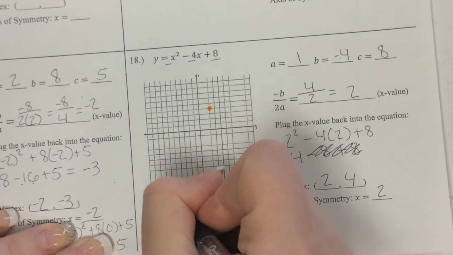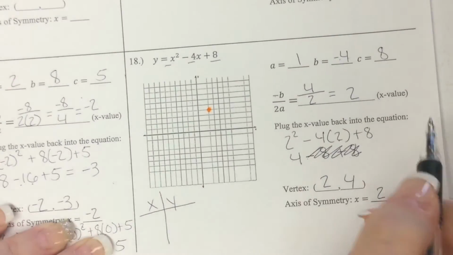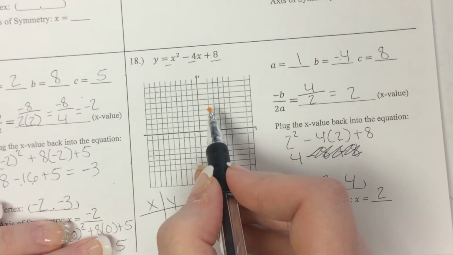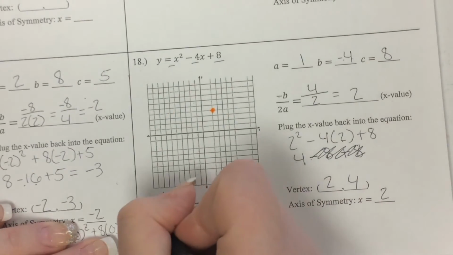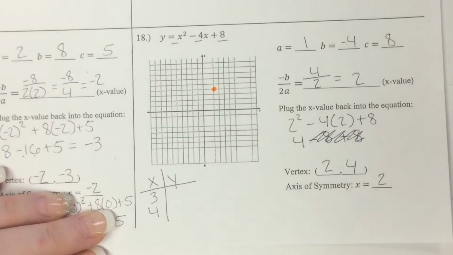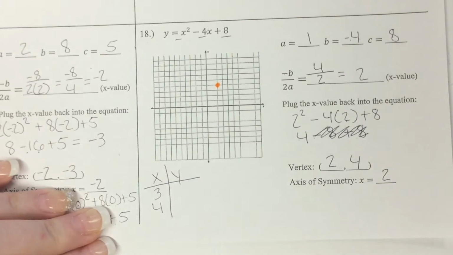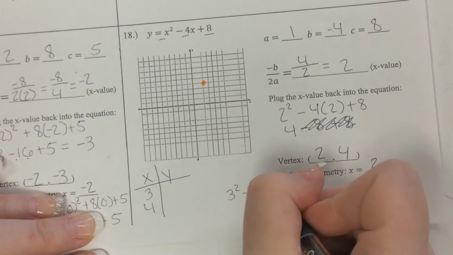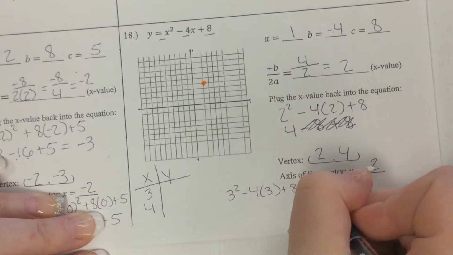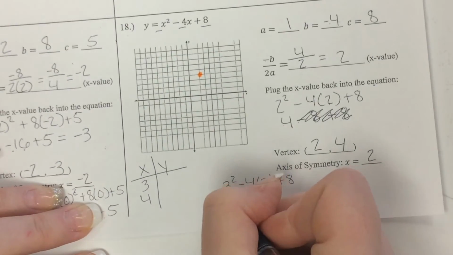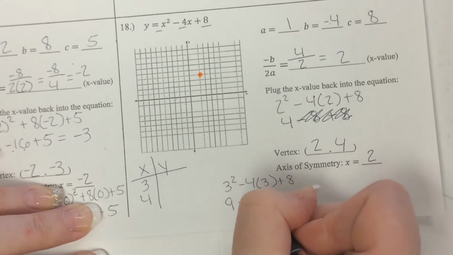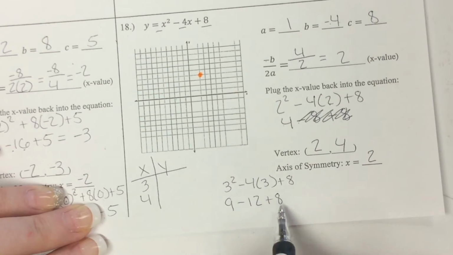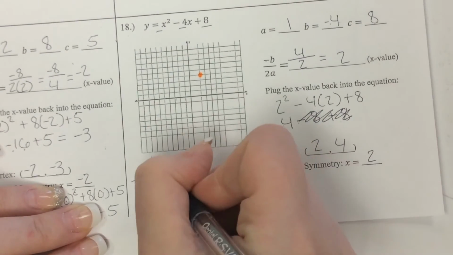We need an x and y table. Let's see, I need 2 numbers that are to the right of this point. This point is at 2, so I guess we could use 3 and 4. Why not? All right, 3 squared minus 4 times 3 plus 8. So 3 squared is 9. 4 times 3 is 12 plus 8. 9 minus 12 is -3, plus 8 would be 5.